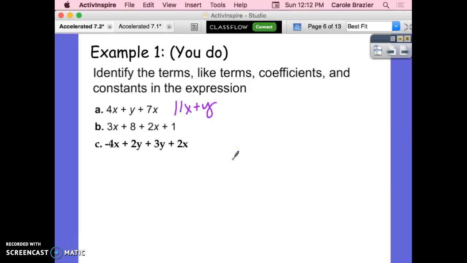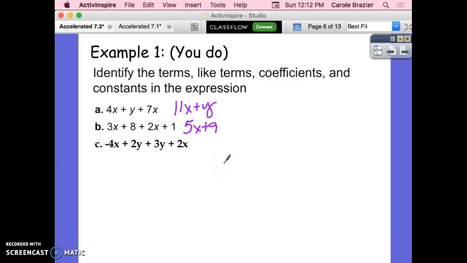For B, your terms would have been 3x, 8, 2x, and 1. Your like terms would have been 3x and 2x. You could have included 8 and 1 in there if you wanted. Your coefficients would have been a 3 and a 2, and then your constants would have been 8 and 1. Okay, and when you simplified this one, you should have gotten 5x plus 9.